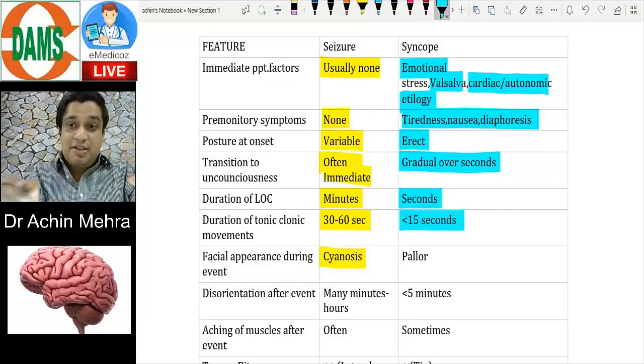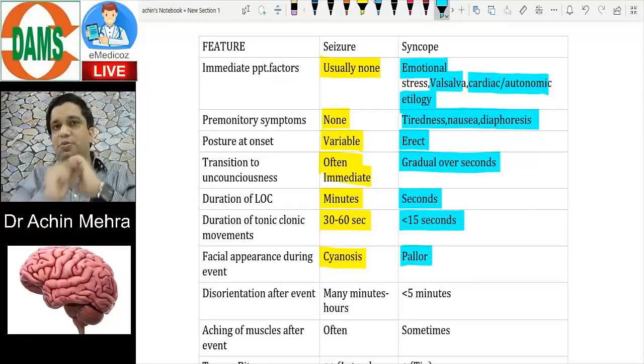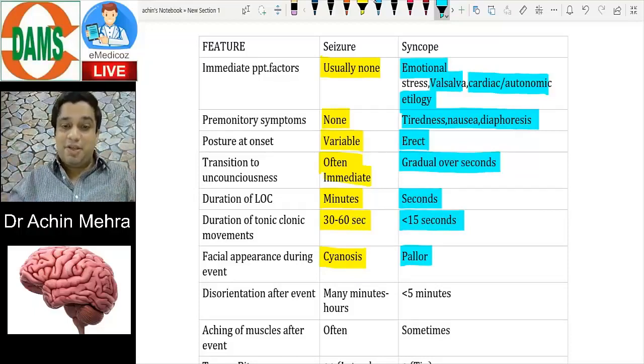A syncopal attack is due to hypoperfusion. Whenever there is hypoperfusion, it's in the whole body also. So if you remember, there is hypoperfusion in the conjunctiva or maybe the tongue, and you're going to see what? Pallor. So syncopal attack patients might come during the episode pale, and they will become red when they totally recover from it. Disorientation after the event, yes, that's important now.